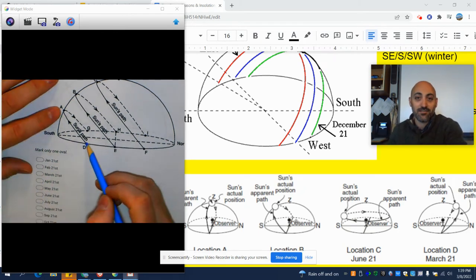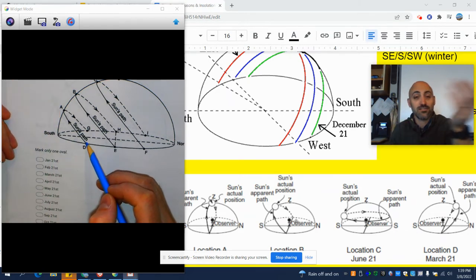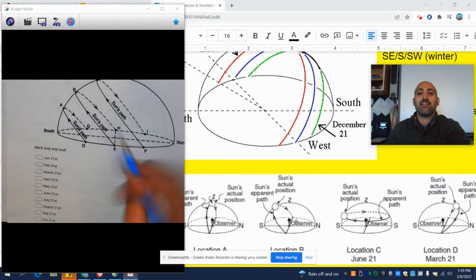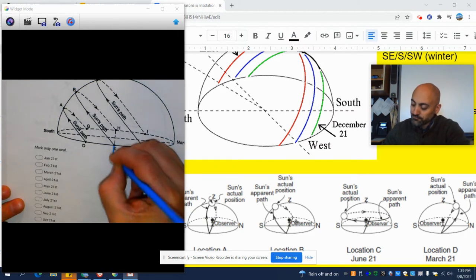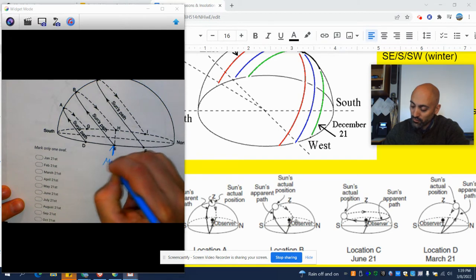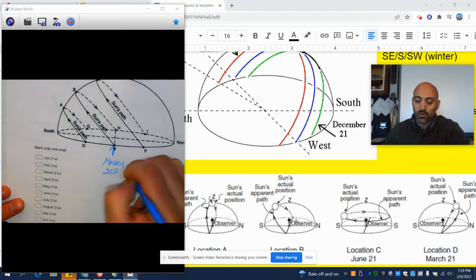Got the path of the sun. The sun rises when I eat my breakfast feast. The sun's rising in the east. Okay, now that's kind of true. This right here, this would be like March 21st or September. Okay, both of them are the 21st.